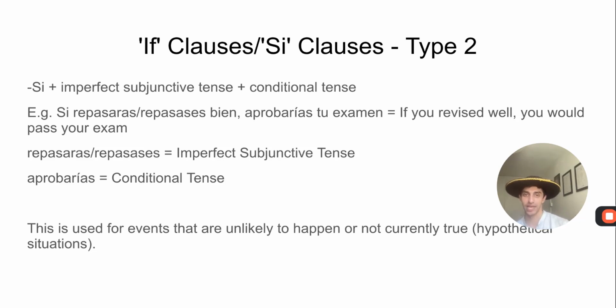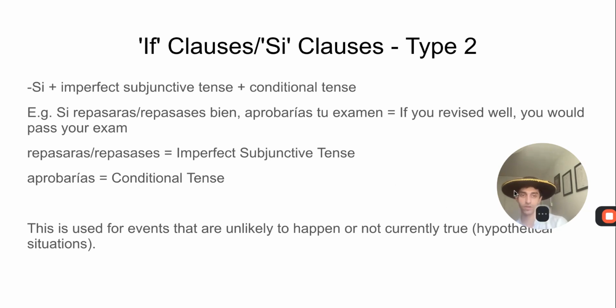And now it does start to get a bit more complicated. So the second type of if clause or si clause consists of si and then the imperfect subjunctive tense and then the conditional tense. The imperfect subjunctive tense, that is, of course, a tense taken from the subjunctive mood. I have a whole other video on the subjunctive, what it is, how to use it, how to form it, and so on. So I recommend checking that one out as well. The imperfect subjunctive is one of the main subjunctive tenses, and it is used specifically in this kind of if clause or si clause as well.